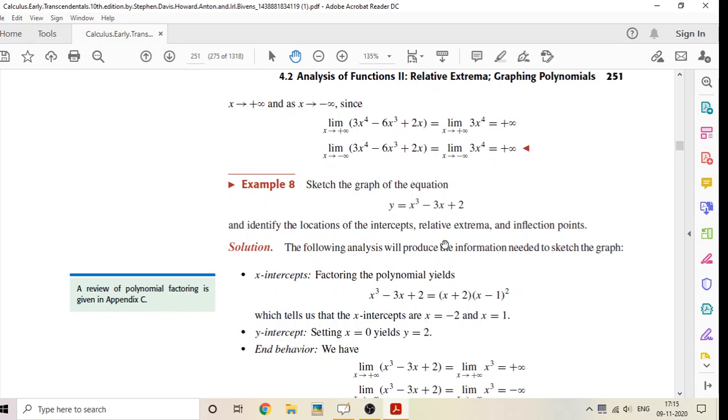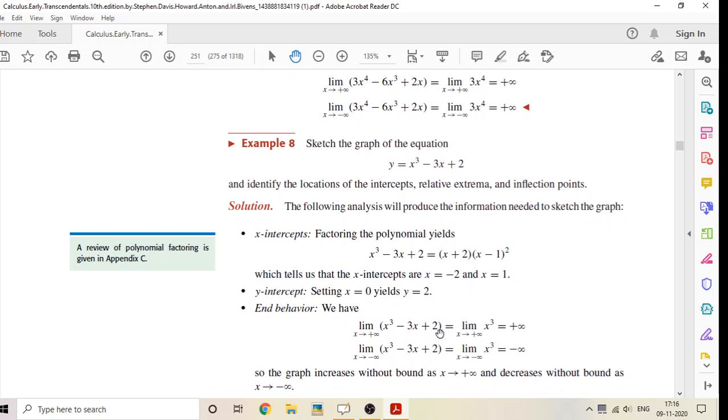So therefore the y intercept will be the point 0, 2, and the x intercepts are minus 2, 0 and 1, 0. So those are the intercepts. So we factorized the given function and found the x intercepts, and by putting x equal to 0 we get the y intercept. So the portion on intercepts is completed.